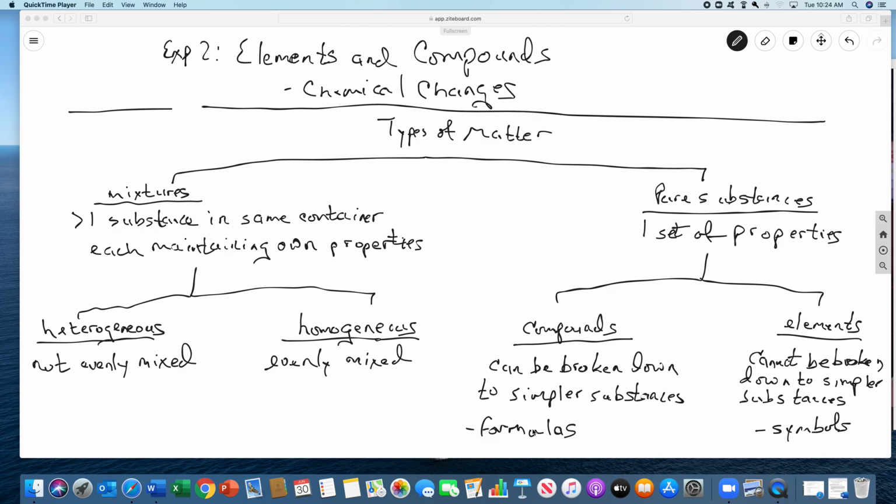Compounds are represented by formulas, and we'll talk about that in a moment. Elements are the simplest substances. They cannot be broken down to simpler substances, and they are represented by symbols. This is where you always want to have a periodic table available. You should print one out, put one up on the wall in your home, because all the cool kids have periodic tables. So I'm going to clear this and just talk a little bit about that.